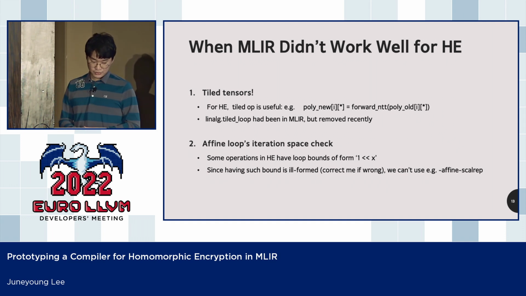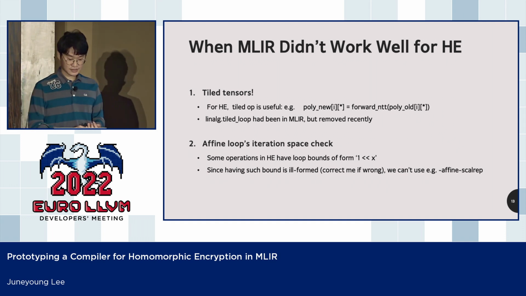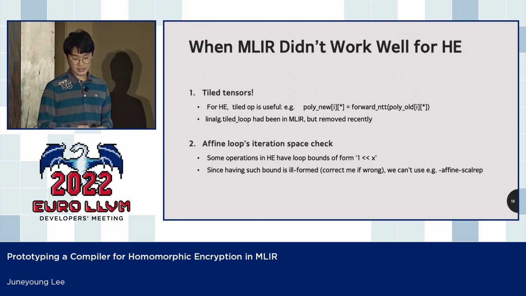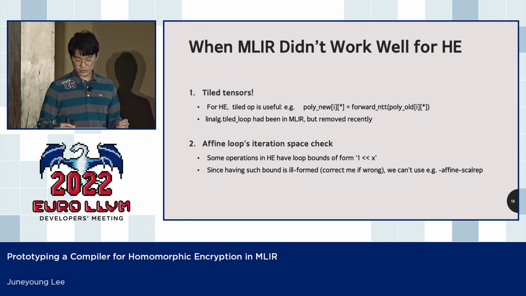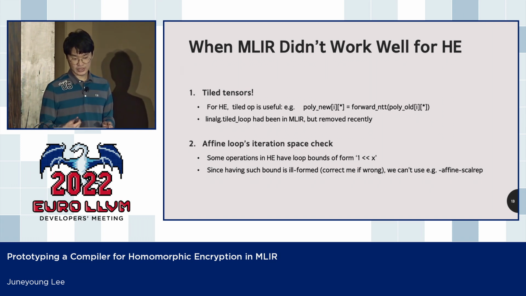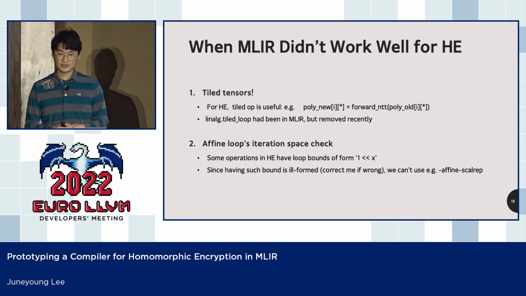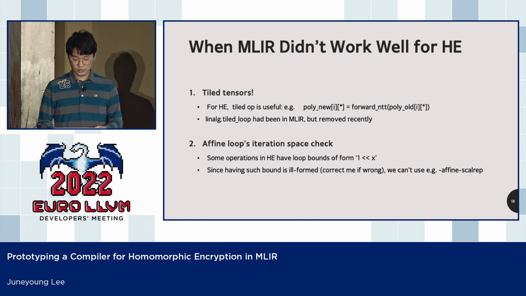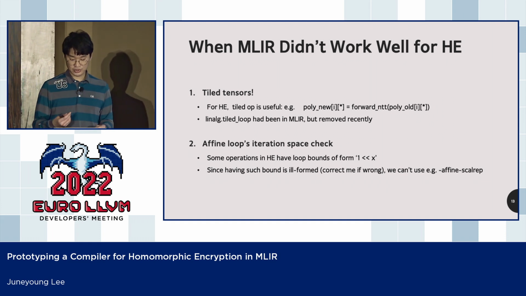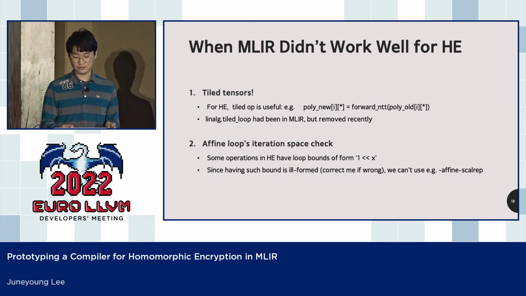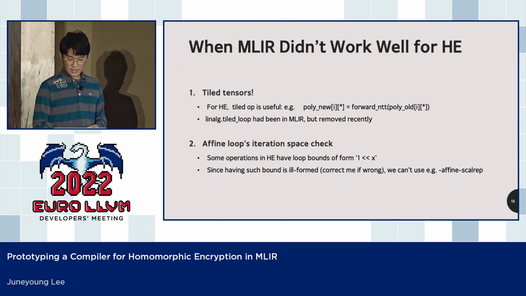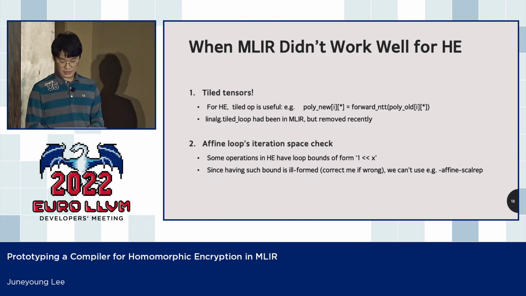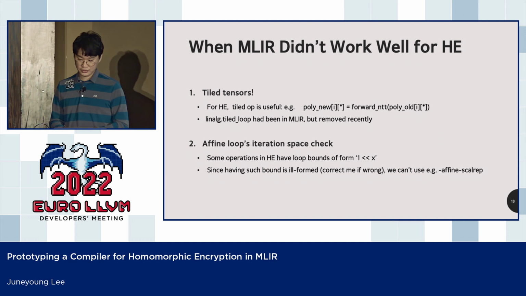When MLIR didn't work well for homomorphic encryption, there were two cases. The first one is the usage of tiled tensors. In homomorphic encryption, using tiled tensor operations is useful because for each row of polynomials, we can individually apply operations. For example, in the case of applying forward NTT, we can individually apply it to each row of the polynomial, and it is equivalent to simply applying forward NTT on the full polynomial. However, the tiled loop had been deleted from MLIR.